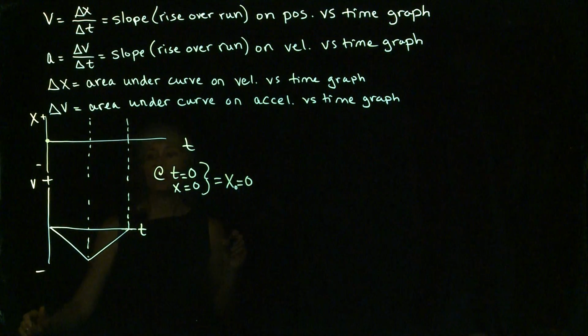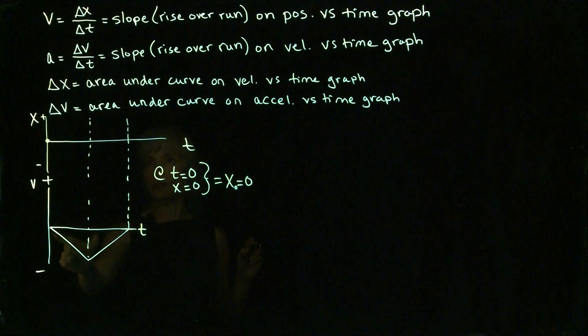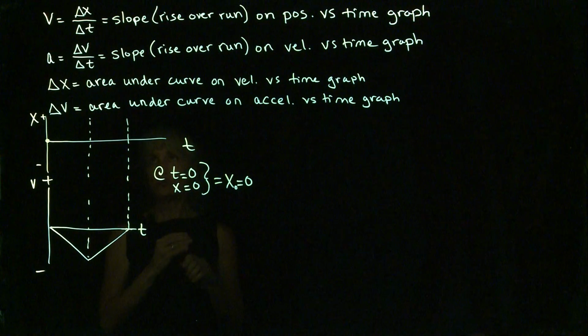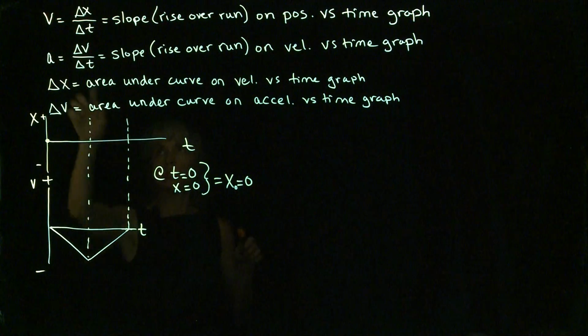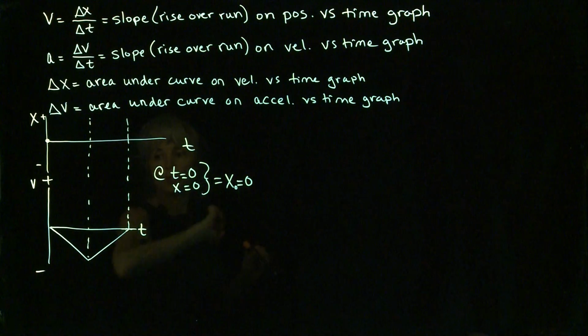Okay. Now, how do I draw the position versus time graph knowing the velocity versus time graph? Well, I do it by using this first piece of information. I know that the velocity is the slope on the position versus time graph.